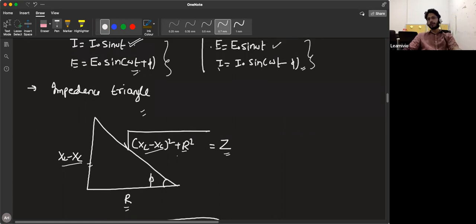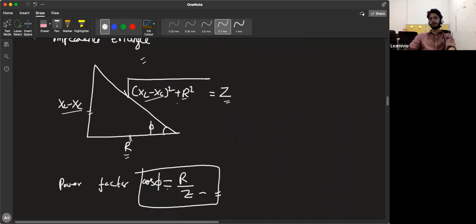So what is cos phi in this right angle triangle, Nabil? How do we calculate cos phi here? Sir, R by Z, based upon the hypotenuse. So cos phi is R by Z. This is how we calculate power factor in a series LCR circuit.